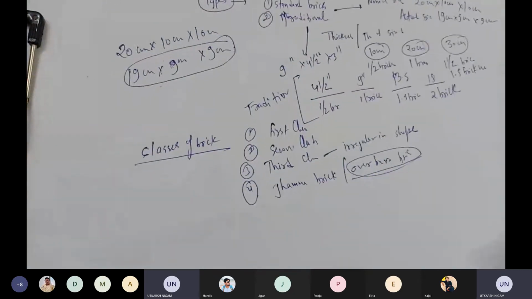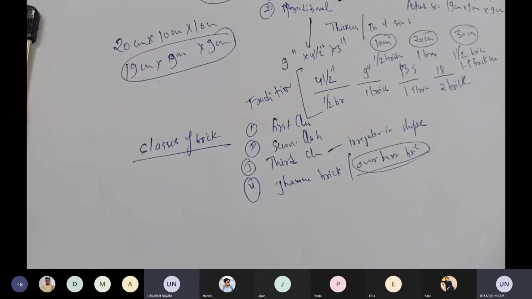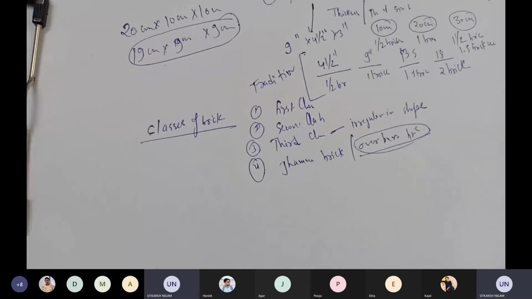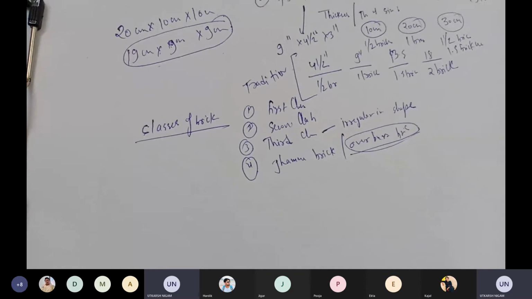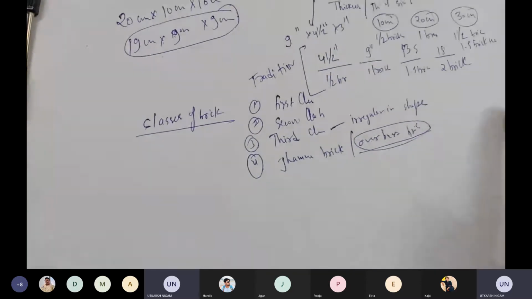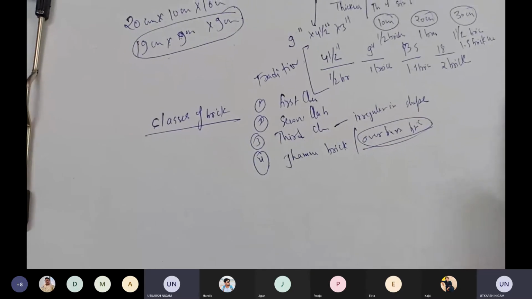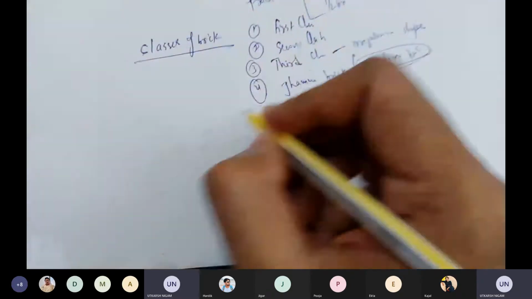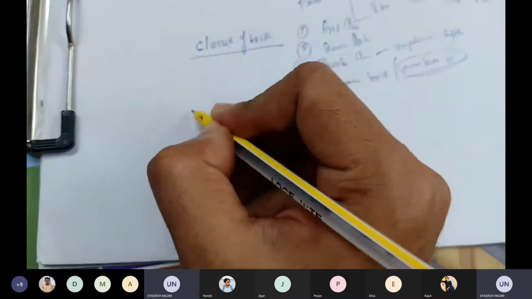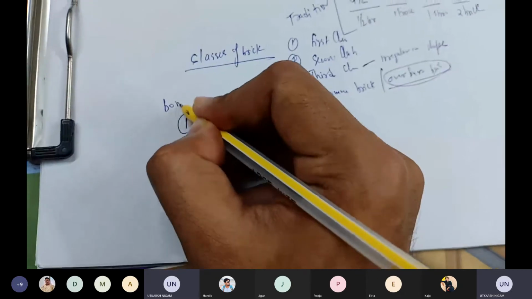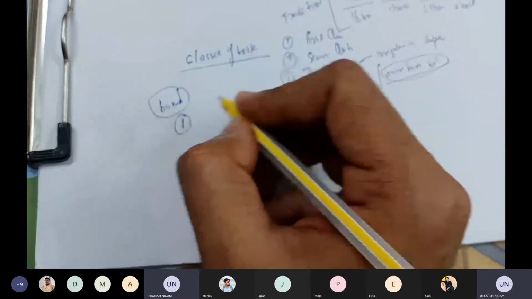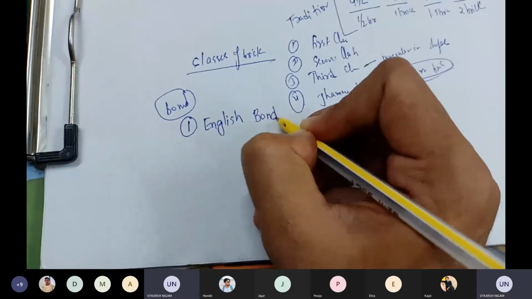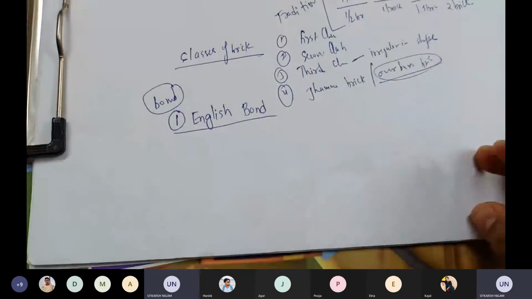Now the bonding work. How will the bonds in the brick work? Bond is very much important in brickwork, as you also know. There are various types of bonds. I will not write down all the types, but the first bond is nothing else but the English bond, which you are all well aware of or have heard about. We will discuss one by one.